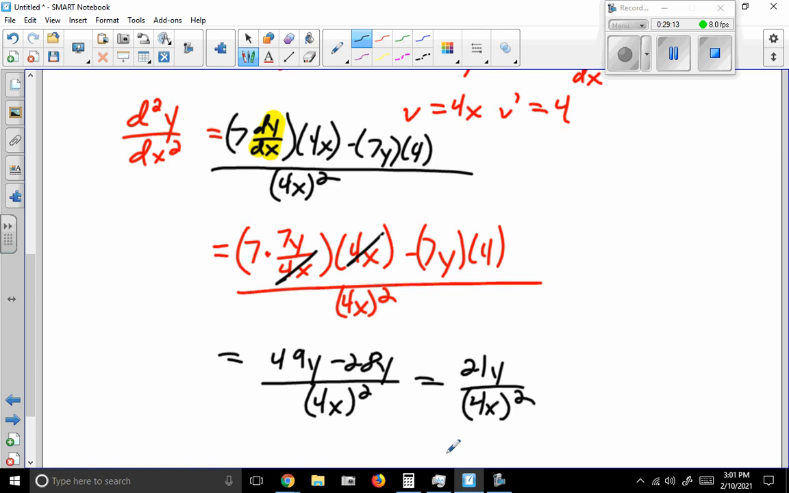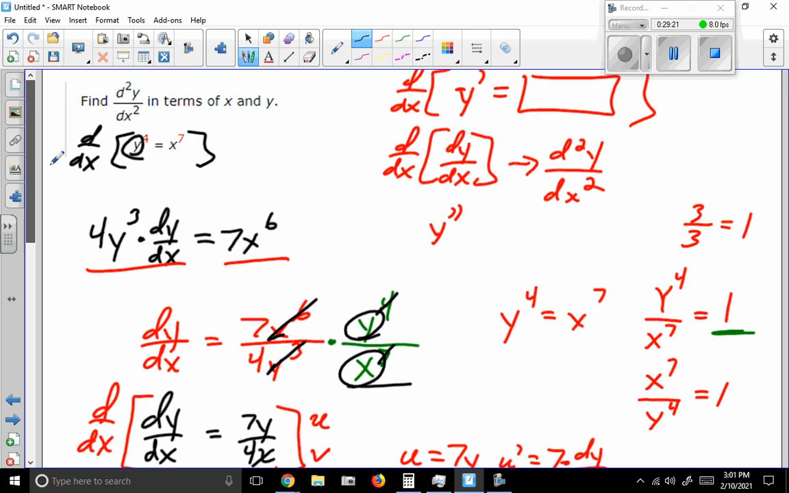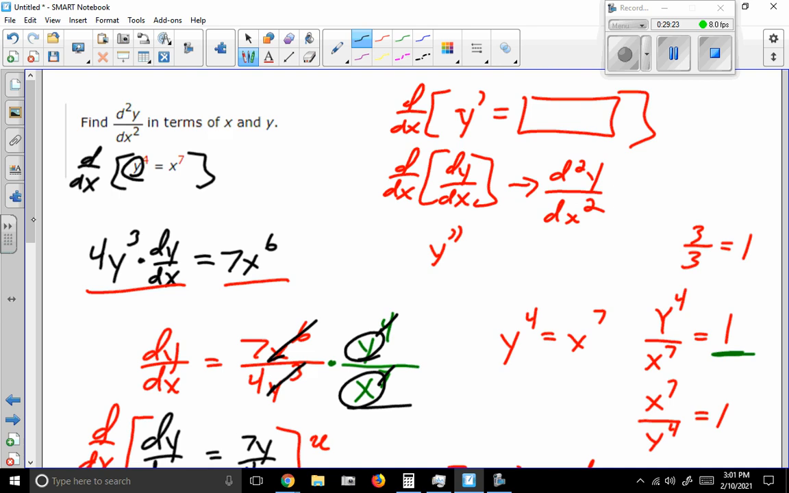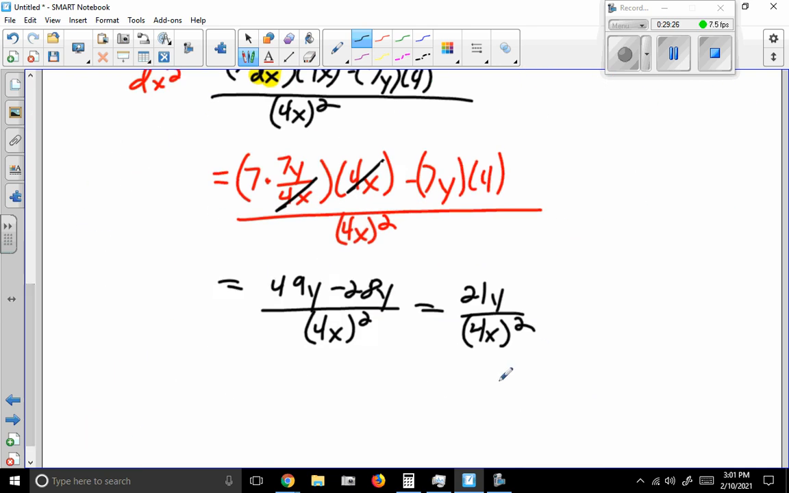And we could leave it like that if we wanted to. There are also other ways of writing that using the relationship we had of how y's and x's are related, but that would be sufficient there.